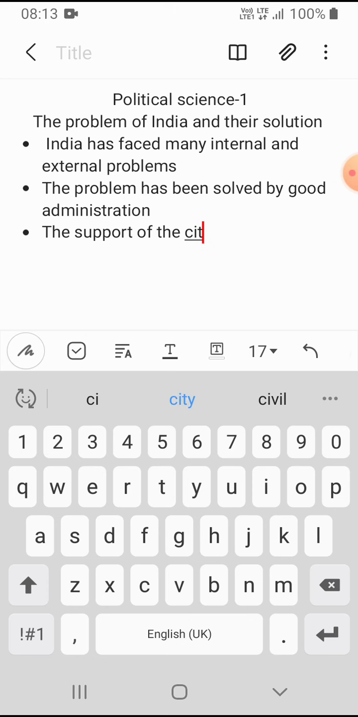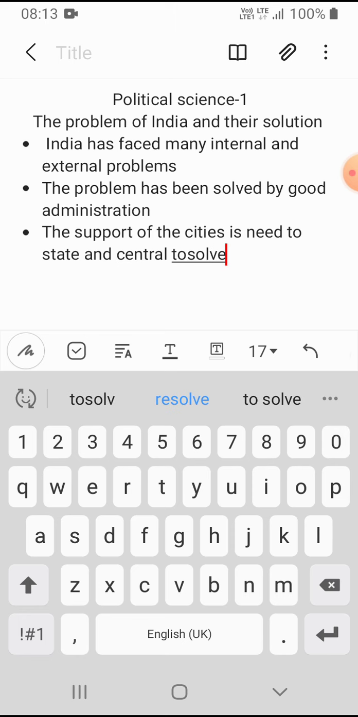the people of the cities is needed, to the state government and central government, to solve these problems. The government, or the support of the people of the cities, is needed to solve the problems.